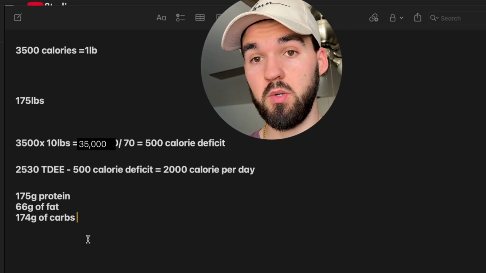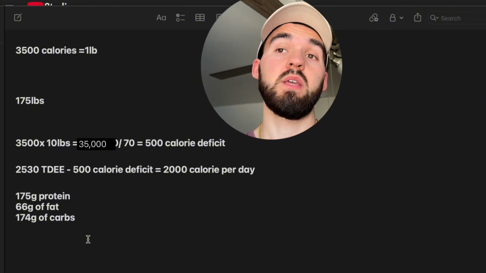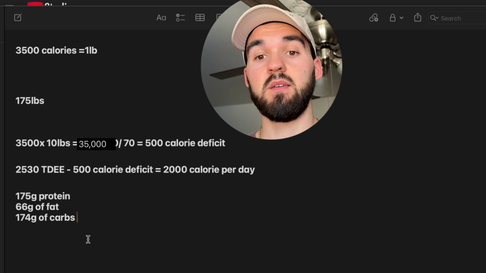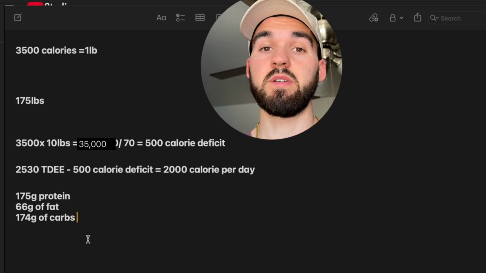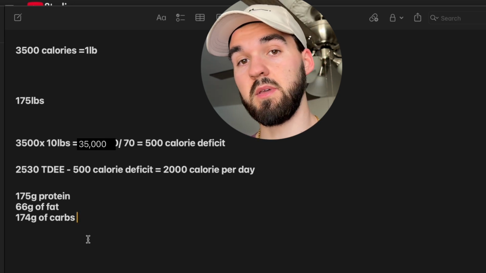If you don't want to do all that math, then check the caption in here, and I will put in my macro calculator that will do all that math for you and email you exactly what I believe your macros should be based on the stats you entered. Again, make sure you're entering it correctly and make sure you're watching the measurements that are used. Don't put inches if it says centimeters and vice versa.